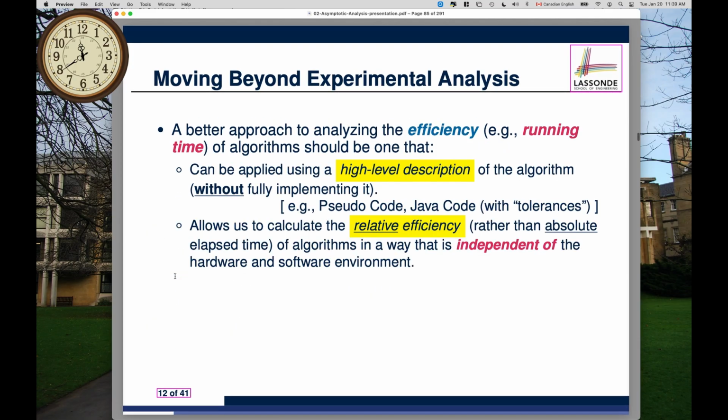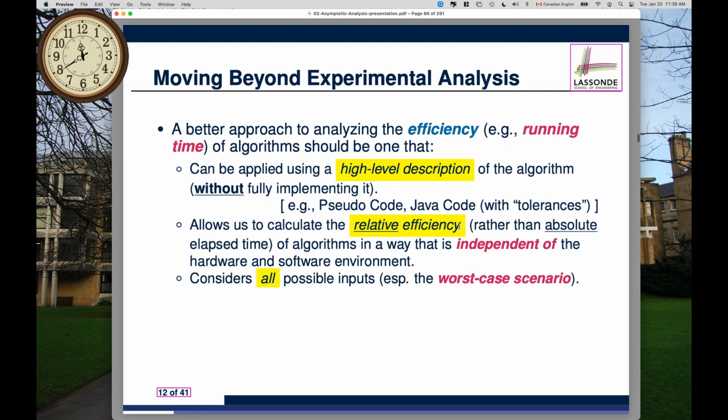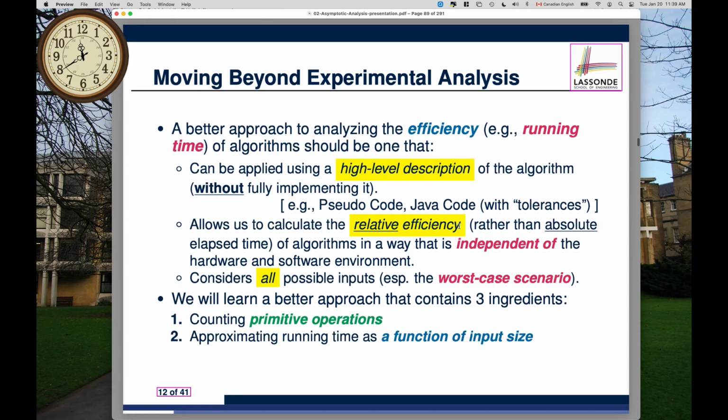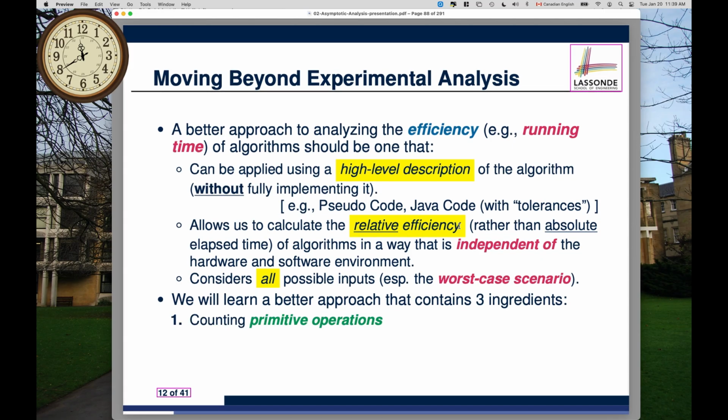All right, so we want to go beyond experimental analysis. And you will see that I will emphasize again, just to make it more concrete, relative efficiency, okay? Which means you don't really have to state the absolute running time on a particular platform. Relative will be enough. All right, and then here comes the approach we're going to learn for this course.